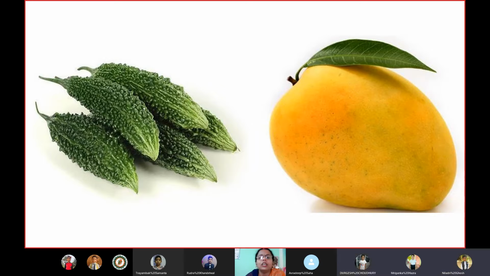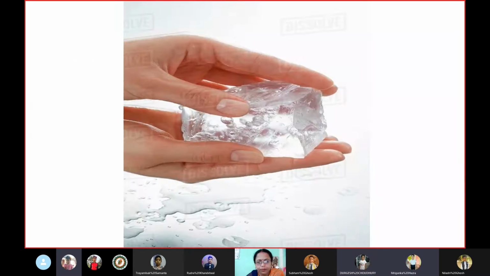Taste? Very good. So bitter gourd is bitter, mango is sweet, amla is sour, chili is hot. All these different types of taste we can understand with the help of our sense organ, that is tongue. So let's go for the next picture.